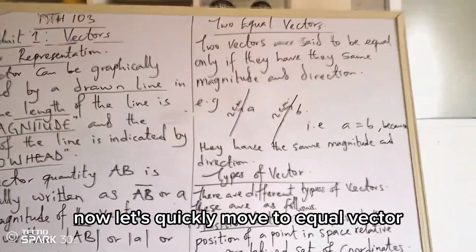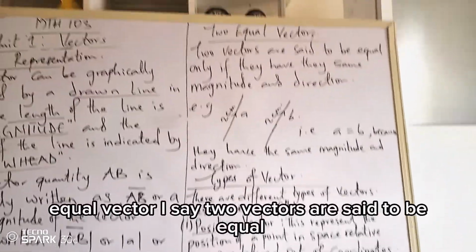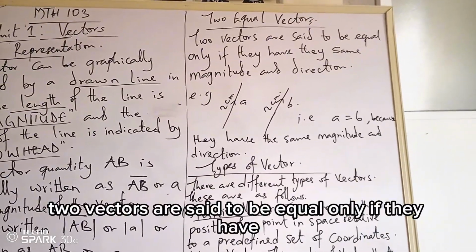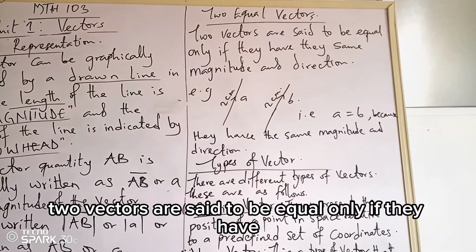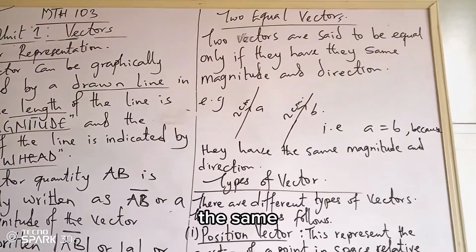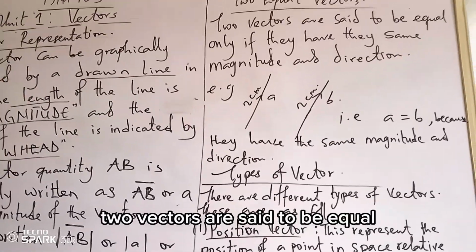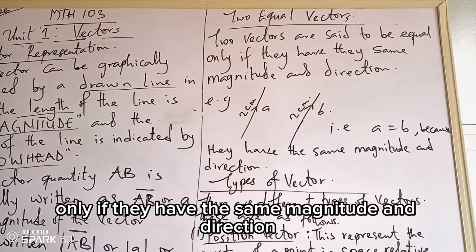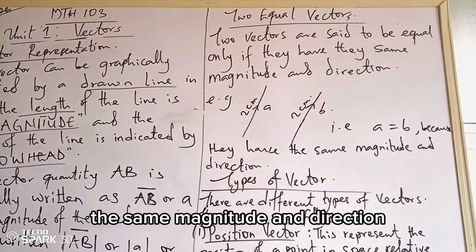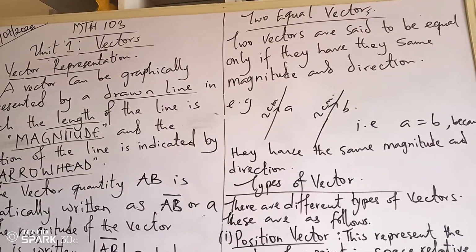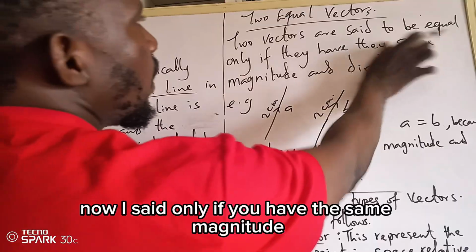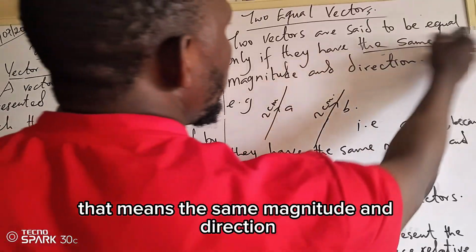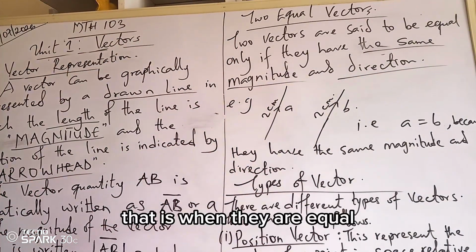Now let's quickly move to equal vectors. I say two vectors are said to be equal only if they have the same magnitude and direction. The same magnitude and direction. That is when they are equal.